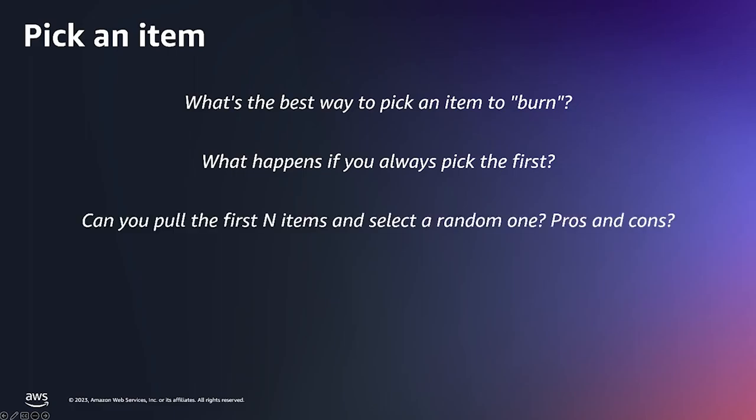The next thing that we talked about was, what about pulling the first N items? All right, I'll get 10 and I'll pick one of the first 10. Or 100? How many should I pull? That's a good question. What should N be? To pick the right N actually requires a lot of understanding of DynamoDB. I'm going to pull the first N items and select a random one as mine, and then I will try to burn it by deleting it. What's N?